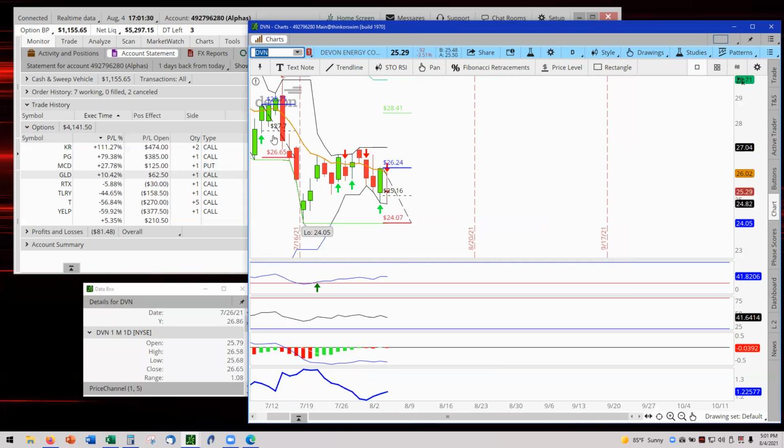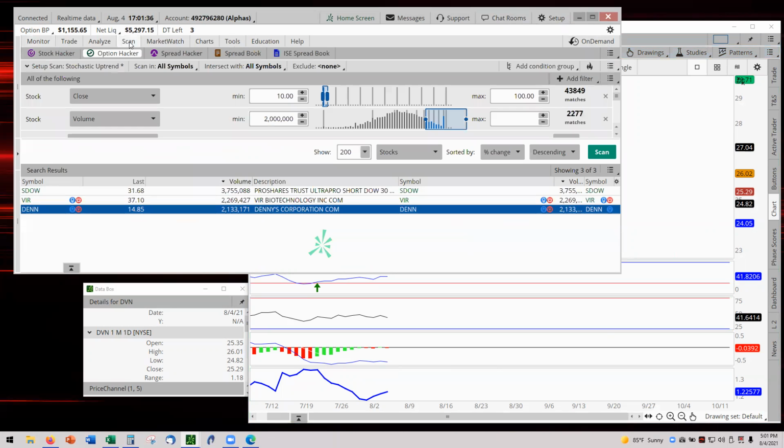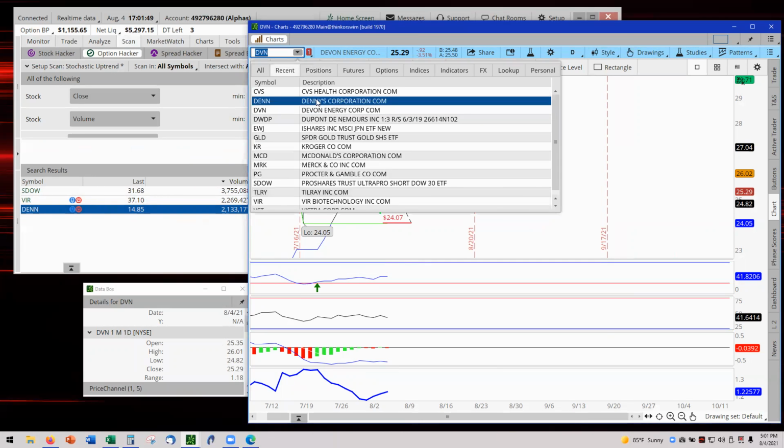Talking about scanners, let's go on to the scanners. So let's go ahead and do our open market scanner. See right here, our open scanner uptrend. We did it earlier, and we came up with these three: SDOW, FVIR, and DEN. That's what you saw earlier. So let's go to those and show you what I did there.